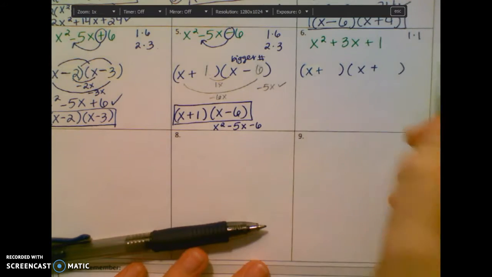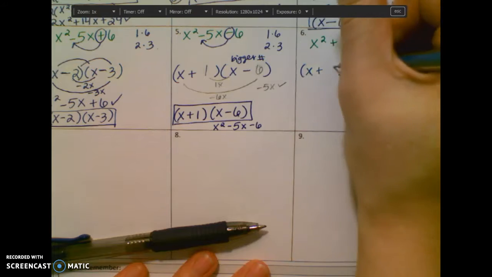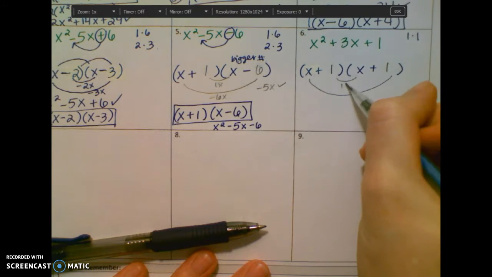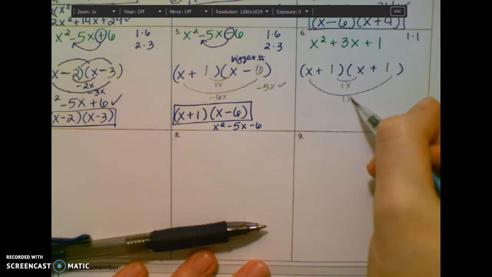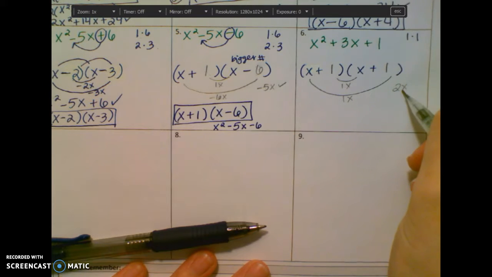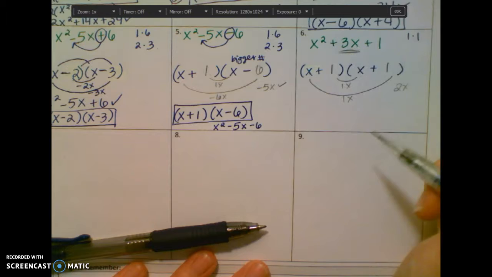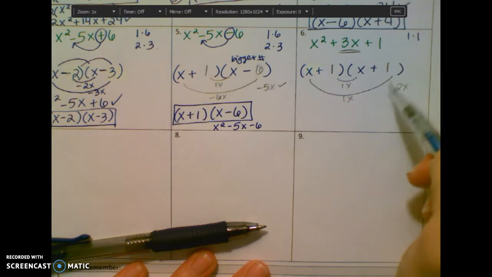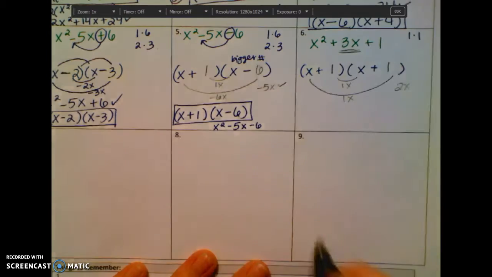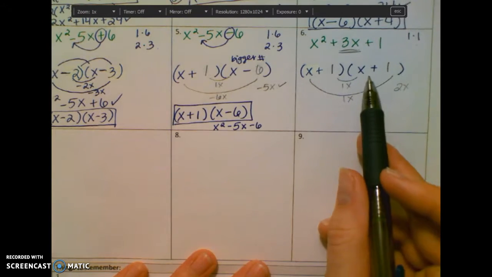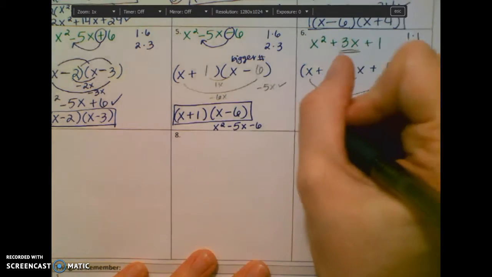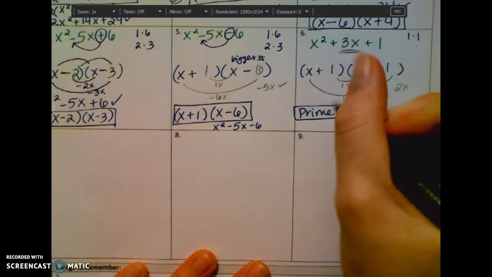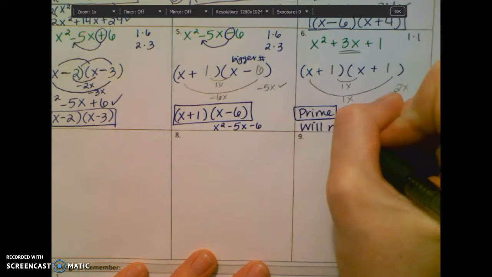So if I try, the only factors are 1 and 1. If I try those and I multiply them out, I get 1x and 1x. Well, 1x plus 1x gives me 2x, which will never equal that 3x. And there are no other factors to try. I have tried all of my options. There is nothing else to try. So when that's the case, when there is no way to factor it, we call it prime. So if it is prime, that means it will not factor.